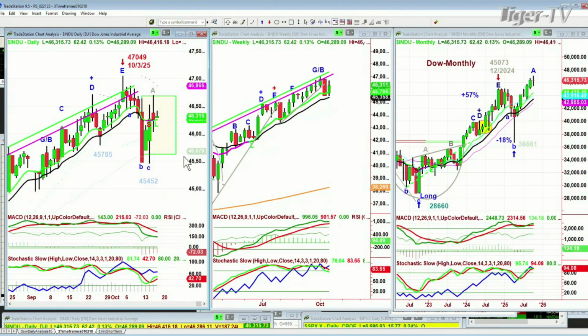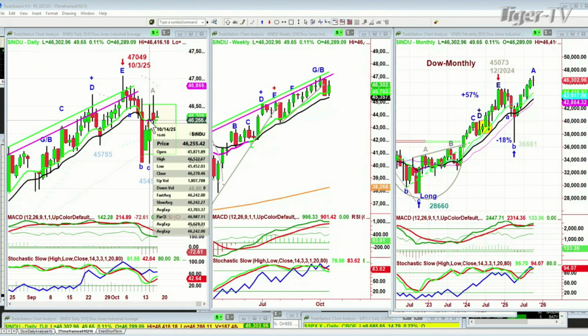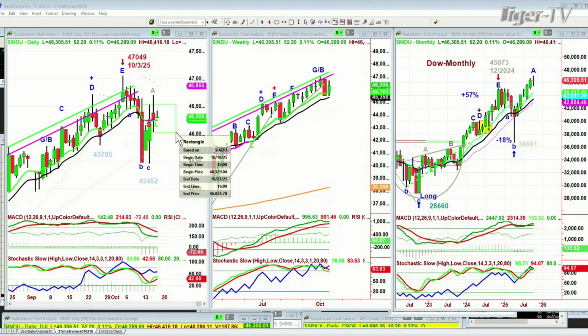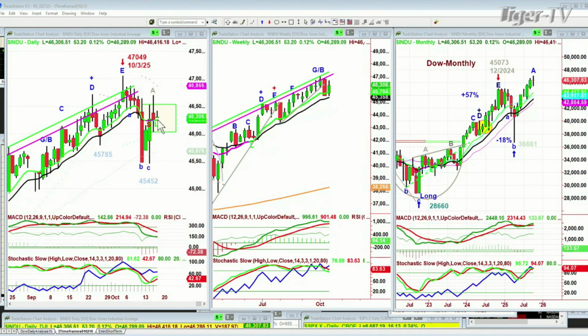From the action that I'm looking at today, I'm going to already start to narrow this rectangle to the high that was made 3 sessions ago at 46,522. And the support, just initial support, right here with the low that was made yesterday of 46,027. So the Dow right now is up 51 at 46,303.